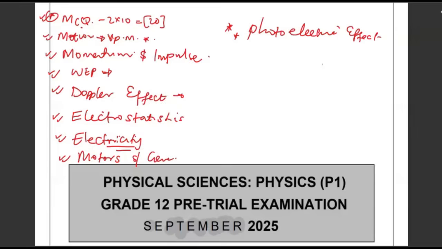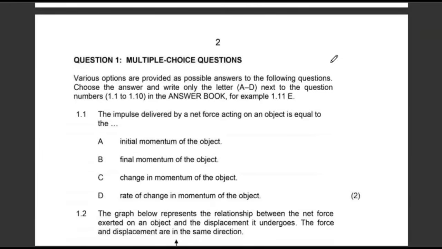I'll try to follow the order of the question paper. But in most cases, when I'm advising learners, if you're writing any paper, start with any question that you are comfortable with so that you can maximize the amount of time at your disposal. Question number 1, which is the multiple choice questions.